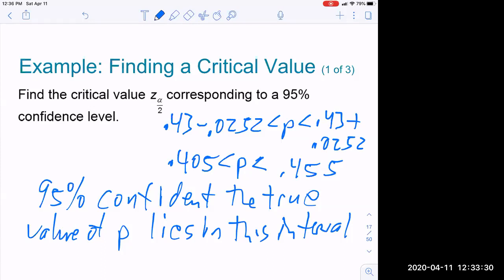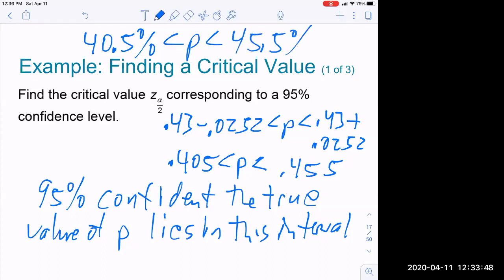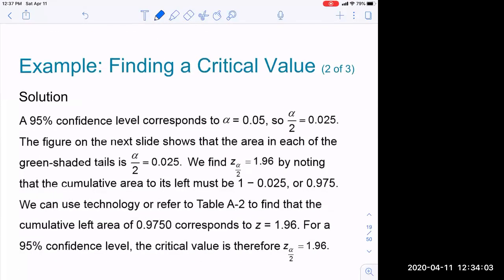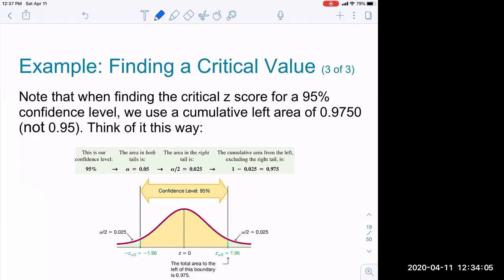So if you wanted, you could talk about percentages, of course. You could say the true value of P looks like between 40.5% of people have Facebook, and that's between 45.5%. So essentially, that's what this whole section is about, except for a little bit of other stuff. That's finding a confidence interval. Did all that. There we go.